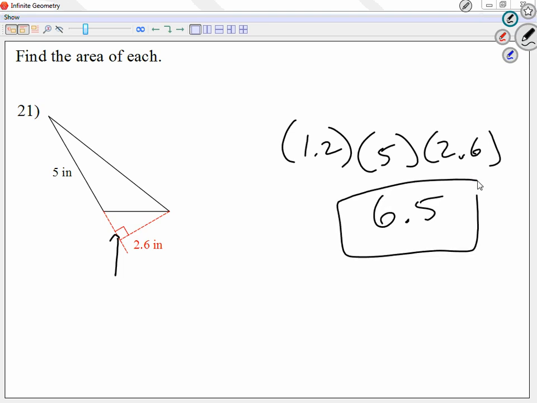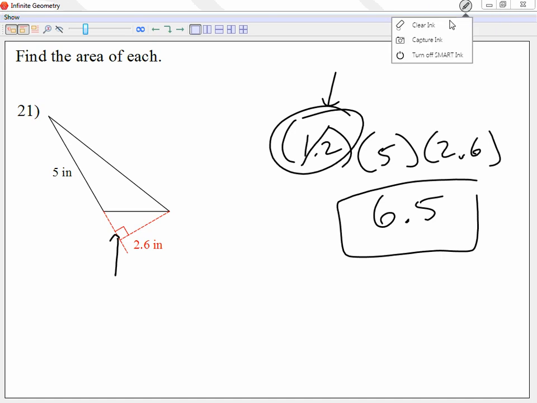6.5. Once again, for triangles, multiply the two numbers that are, oh, I meant 1/2. Multiply the two numbers across the 90 degrees. So on a triangle, multiply the two numbers across the 90 degrees and get the half of it. Because a triangle, it's half of a rectangle. So for triangles, do not forget your half.